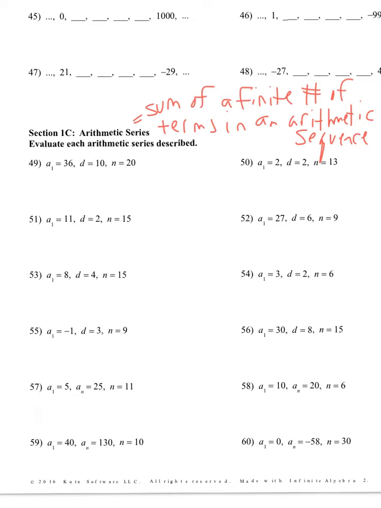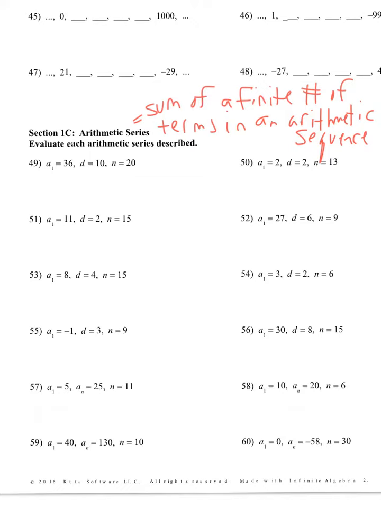In section 1C, we're going to look at arithmetic series. And an arithmetic series, here's the definition. It's the sum of a finite number of terms in an arithmetic sequence. So what you're going to do is take so many terms of an arithmetic sequence and find the sum of them. That's called an arithmetic series, to give you a definition of that.